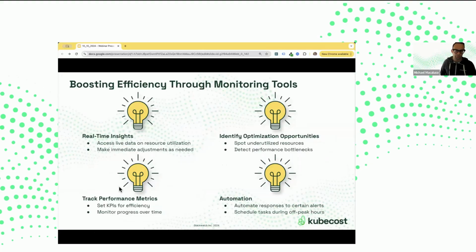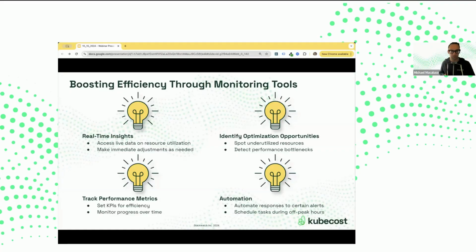You can move to the next. All right, so boosting efficiency through monitoring tools, identified 4 points. Real-time insights is pretty straightforward. I think, if we have real-time live data on cloud usage, it just allows us to spot inefficiencies really early and make adjustments on the fly much faster.